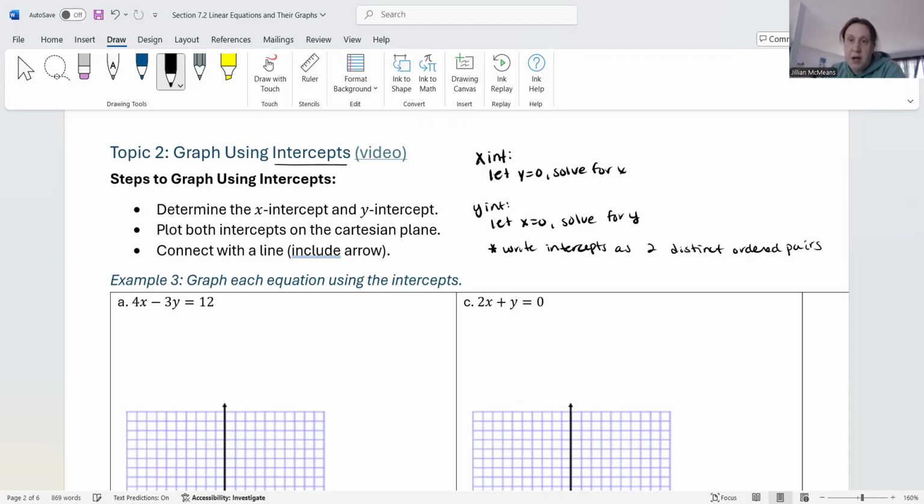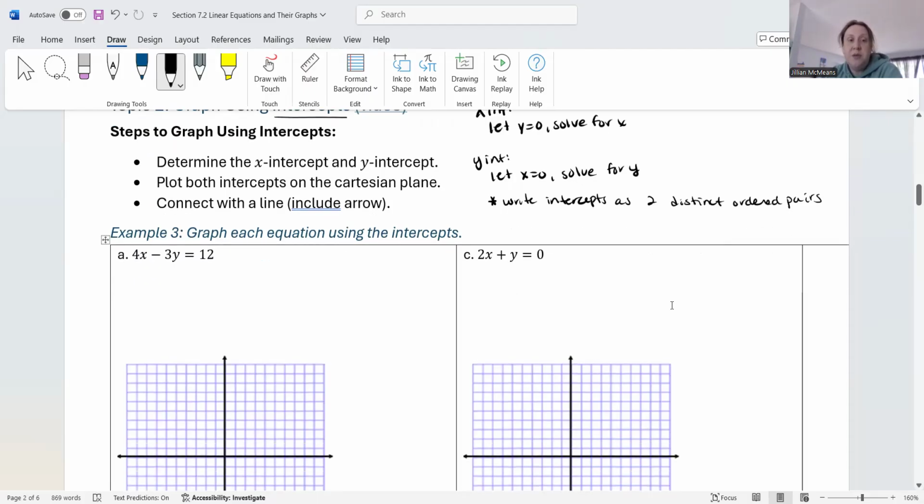So that is the process that we talked about in the previous video for determining the x and y intercepts. We then plot both intercepts. This is kind of a play on the point plotting method, except we're zooming into the really important information and tossing the rest. So we determine the x and y intercepts, we plot those 2 points, and then we connect those 2 points with a line. Please include your arrows on that line. That's a very personal pet peeve of mine.